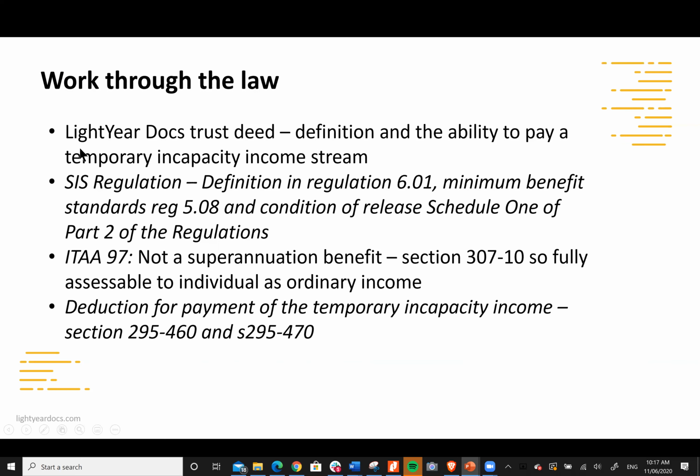So we need to start at the trust deed always. I'll start at the LightYear docs deed and show you where we're going there. We then go into the SIS regulations. We need to go to the definition of temporary incapacity, and then look at what can be drawn out if it's in her account.